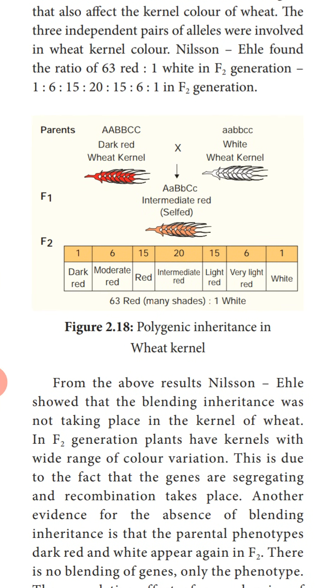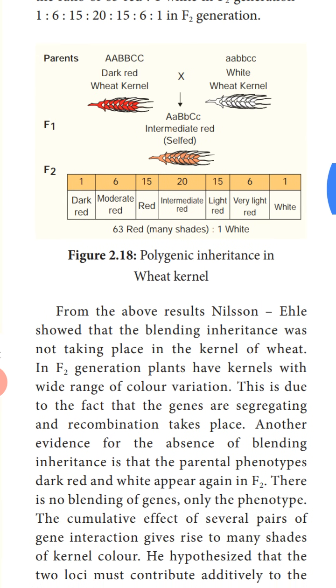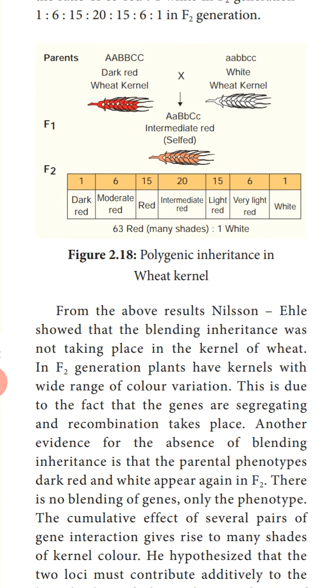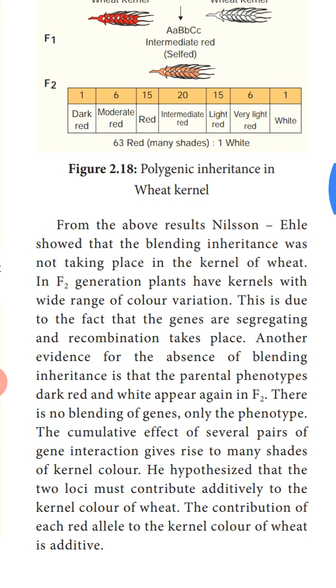From the above result, Nilsson-Ehle showed that blending inheritance was not taking place in the kernel of wheat. So here they explain it was proved that blending of genes, mixing of genes, is not taking place. That is why in the F2 generation we got a wide range of colors. In the F2 generation, plants have kernels with a wide range of color variation. This is due to the fact that the genes are segregating and recombination takes place.